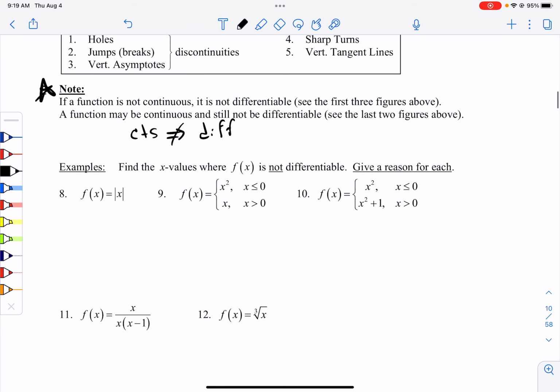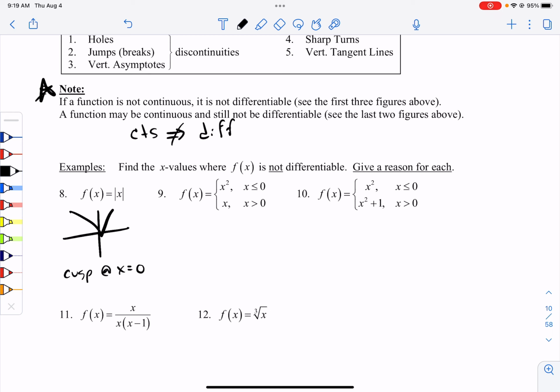Okay, number 8, find where these functions are not differentiable. So when I look at f of x equals the absolute value of x, I hope that what you picture in your mind is this, that V. It is not differentiable because I know there is a cusp. There is a cusp at x equals 0. There is going to be a sharp turn at x equals 0, okay?